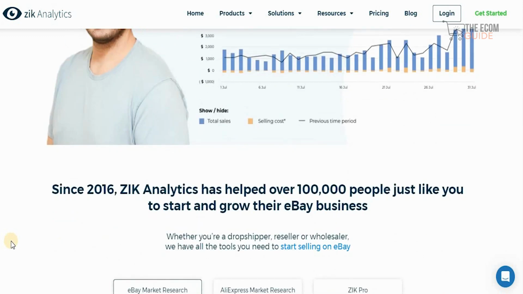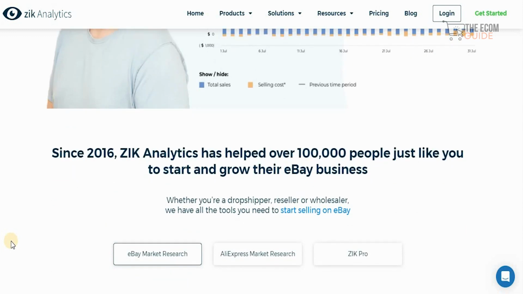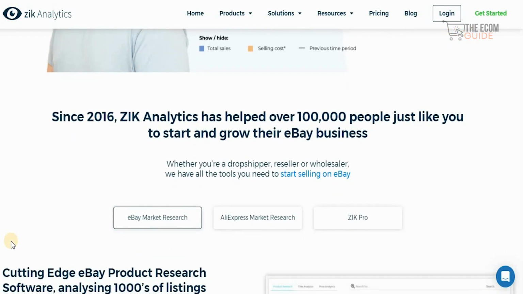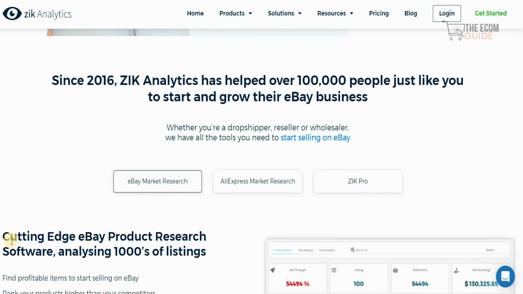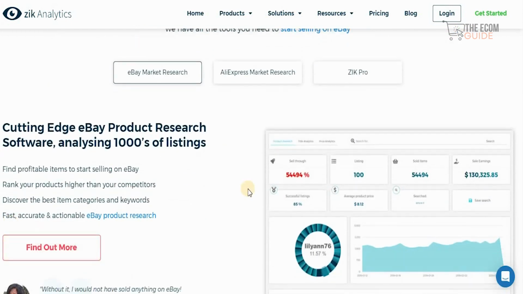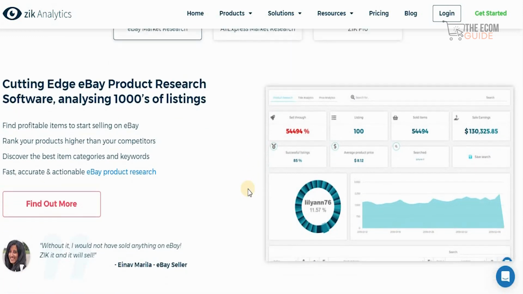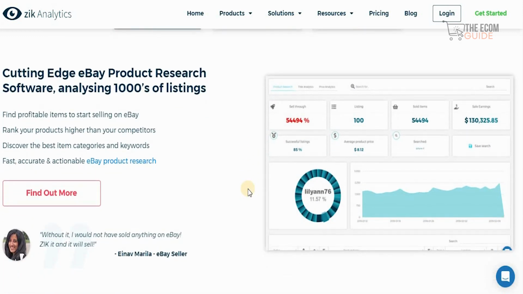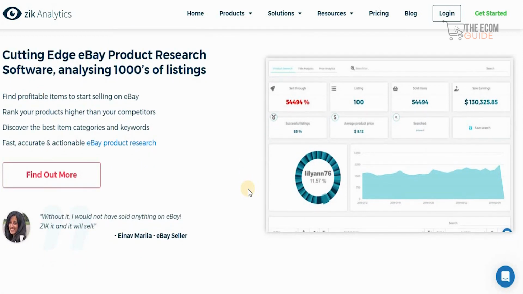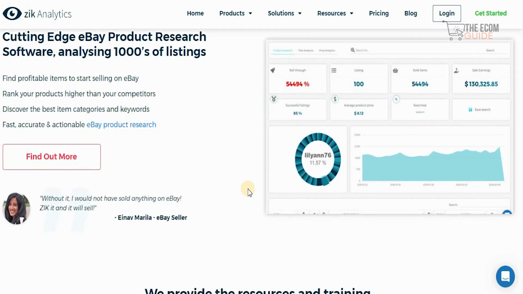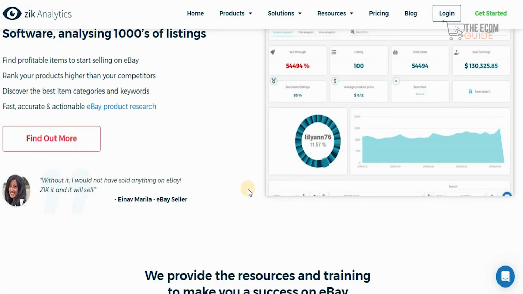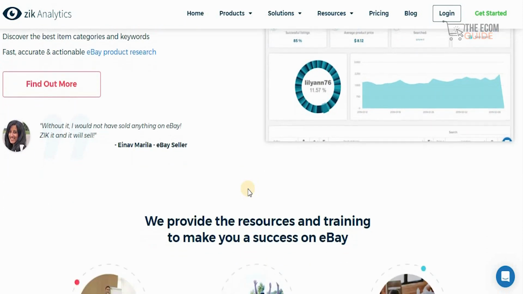And obviously, since 2016, Zinc Analytics has helped over 100,000 individuals to start and grow their eBay business with cutting-edge eBay product research software that is analyzing thousands of listings to find profitable items to sell on eBay and rank your products higher than your competitors, and discover the best categories and keywords with fast, accurate, actionable eBay product research.